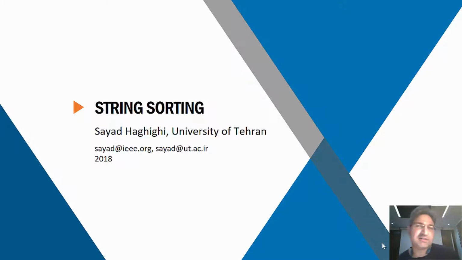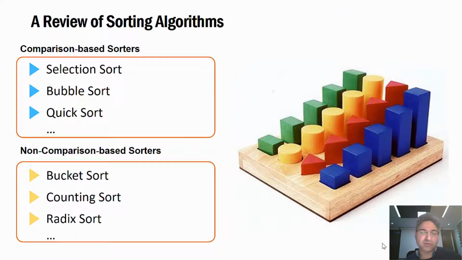Hi guys, I was doing some work on sorting algorithms and came across the problem of sorting strings, and I wanted to share with you my findings. Well, as you know, there are two groups of sorting algorithms, comparison-based and non-comparison-based. You probably have heard about the comparison-based ones because they're more popular, like selection sort, bubble sort, quick sort, merge sort.